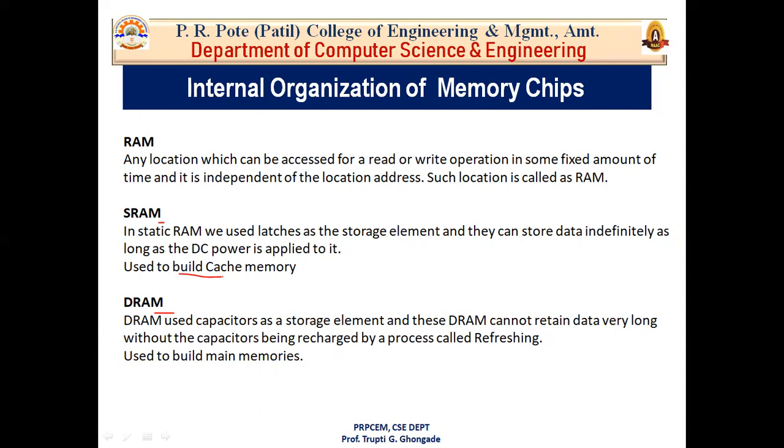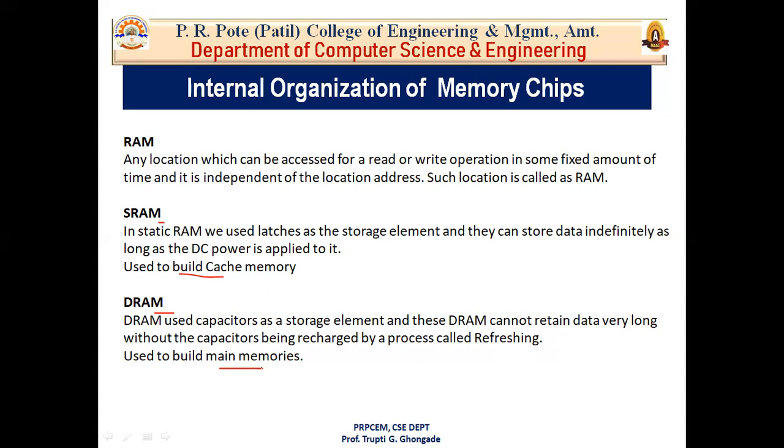Now, what are dynamic RAMs? DRAMs use capacitors as a storage element, and these DRAMs cannot retain data for very long without the capacitors being recharged by a process called refreshing. So here the storage element is a capacitor, and to store the data you have to keep recharging the capacitors, and that process is called refreshing. These dynamic RAMs are used to build main memories. So SRAM is used to build cache memory and DRAM is used to build the main memory.